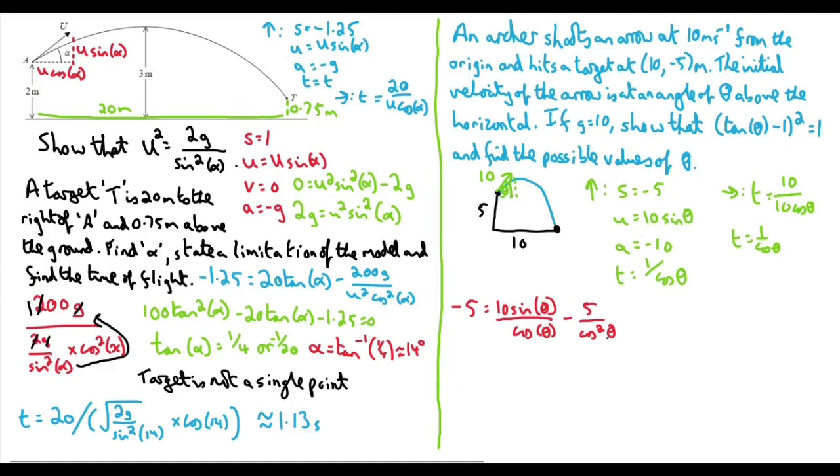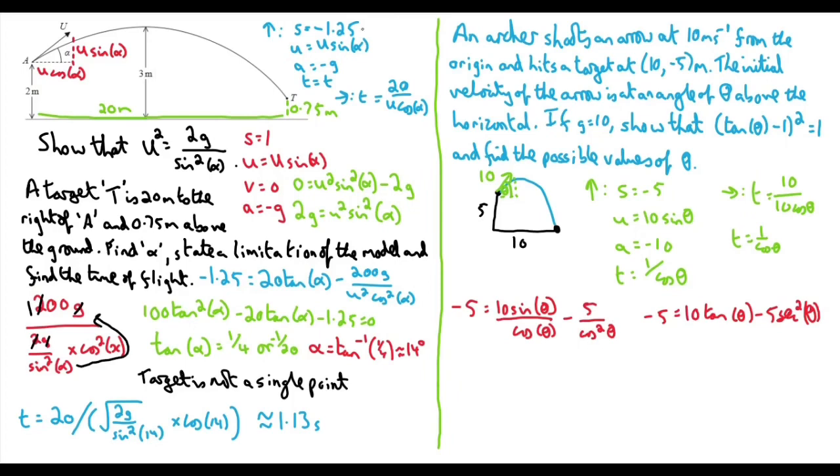So put that here. Now, this is going to be the same, if we were just to rewrite it slightly, as minus 5 equals 10 tan theta, and then minus 5 sec squared theta. Because if we remember from our identities, 1 over cos is sec, so 1 over cos squared is sec squared. But why would we want to do that? Why would we want to turn it in terms of tan and sec squared?